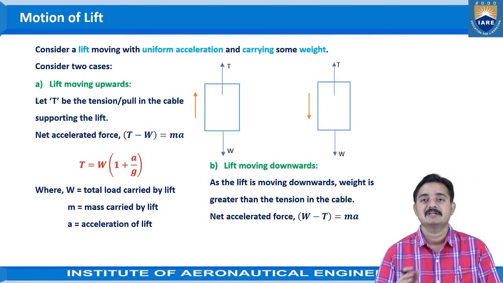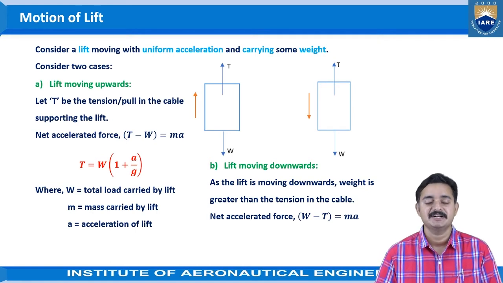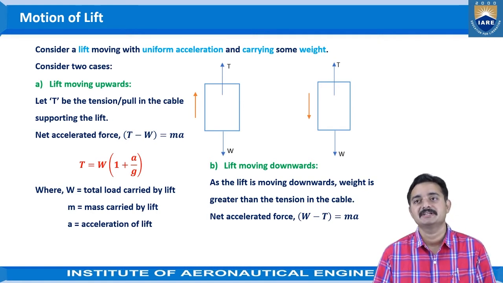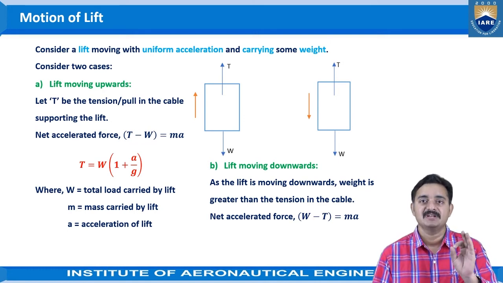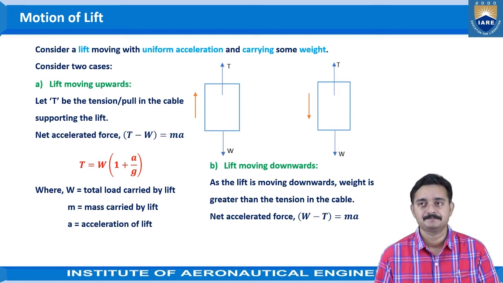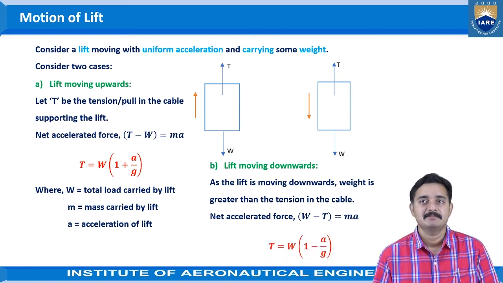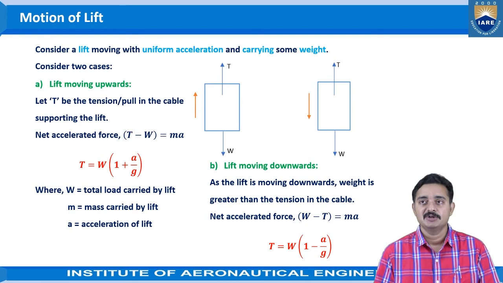Here, we are now considering W as larger and T as smaller. So the net accelerating force would be W minus T, which makes the lift come downwards. So W minus T is equal to MA. When you simplify this, you obtain T is equal to W into 1 minus A by G.